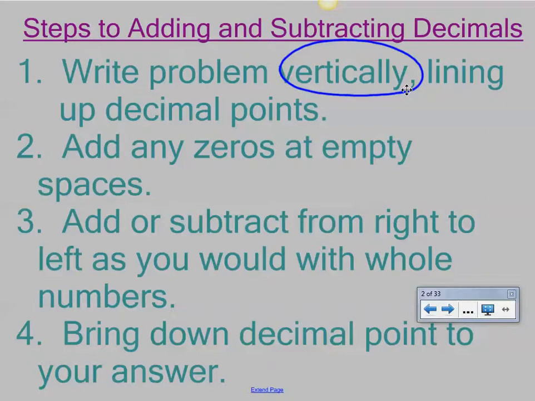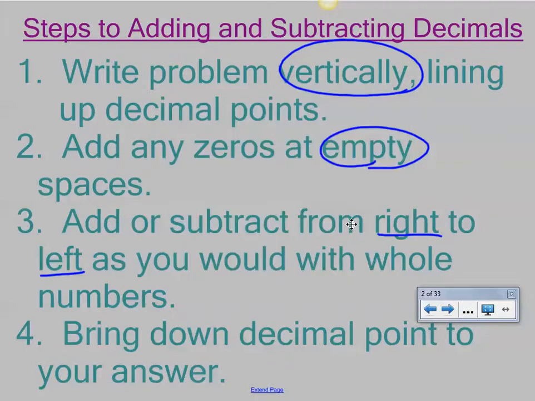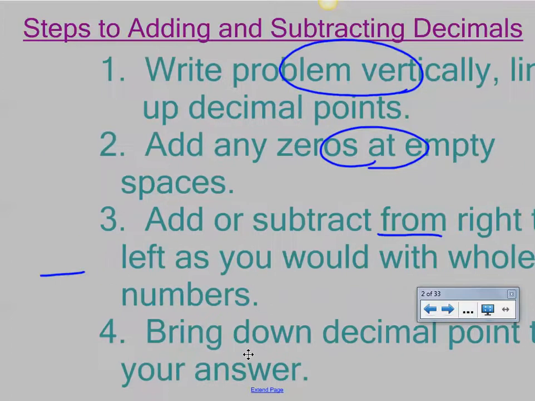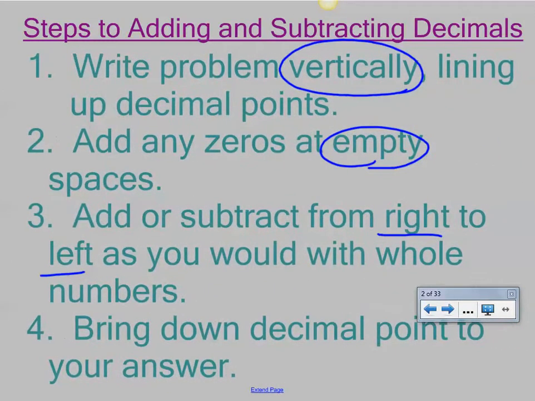Step 2 says add any zeros at empty spaces. So if you have any empty spaces, you're going to add some zeros in there. Step 3 says add or subtract from right to left as you would with whole numbers. Finally, step 4 says bring down the decimal point to your answer. Hopefully you've now filled in all of those missing blanks.